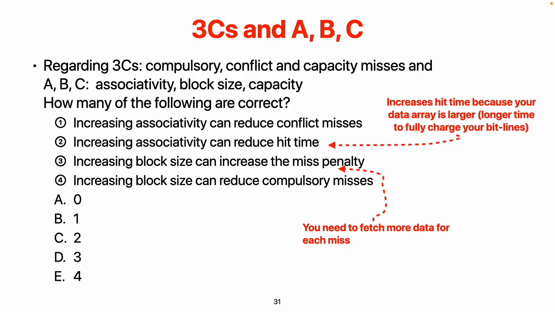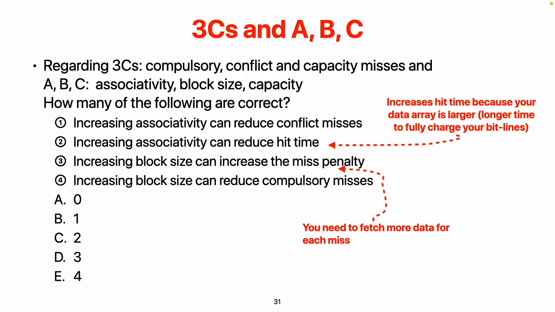Why not, right? Compulsory means the first time miss, right? So if you fetch a larger block every time you have a miss, then the number of elements each block can contain is actually more. So the amount of compulsory misses would be reduced.